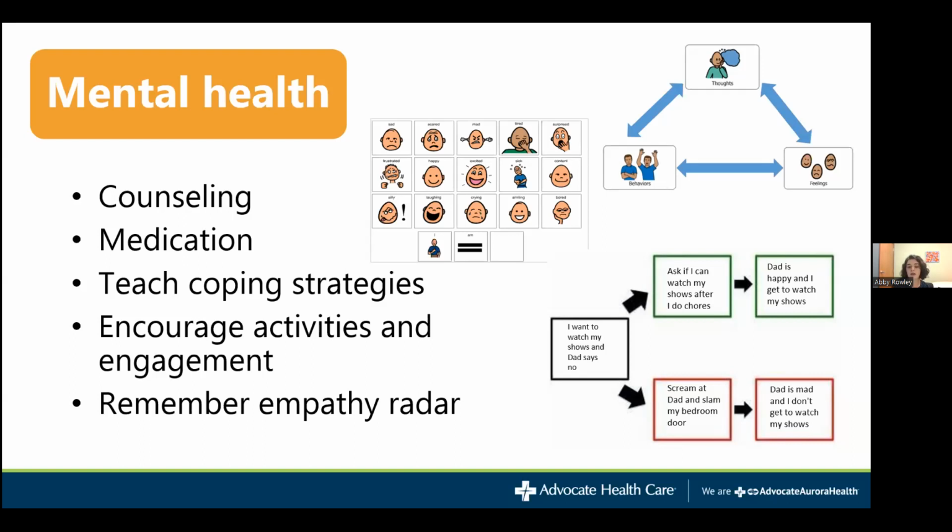In the lower right-hand corner, we have what's a behavior map or a contingency map. And that's another visual that can be used in counseling sessions where you sort of lay out the problem for the individual. So in this example, it would be the problem is that I want to watch my shows and my dad says no. And so then we work with the individual with Down syndrome to sort of play out what are your different behavioral choices. On the one hand, you could scream at dad and slam your bedroom door, but the outcome of that is that now dad is very unhappy with me and I don't get to watch my shows, so it doesn't solve my problem.